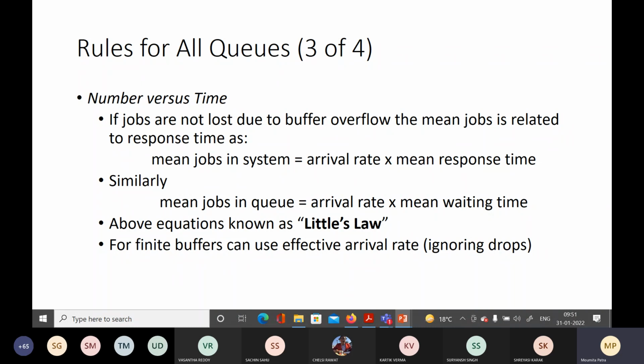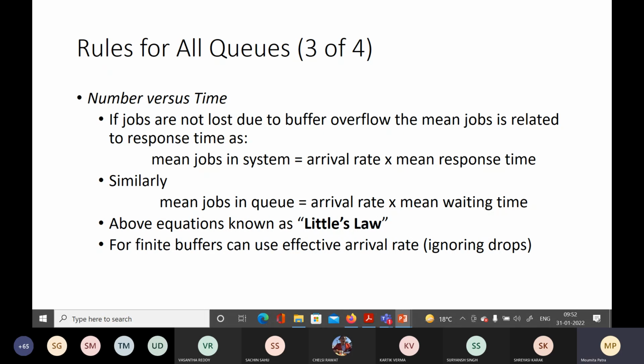If the jobs are not lost due to buffer overflow, then the mean jobs is related to the response time as this: mean jobs in the system is equal to arrival rate times mean response time. This is known as Little's law. We can also use Little's law to find out the mean jobs in the queue. Mean number of jobs in the queue is equal to arrival rate times the mean waiting time in the queue.